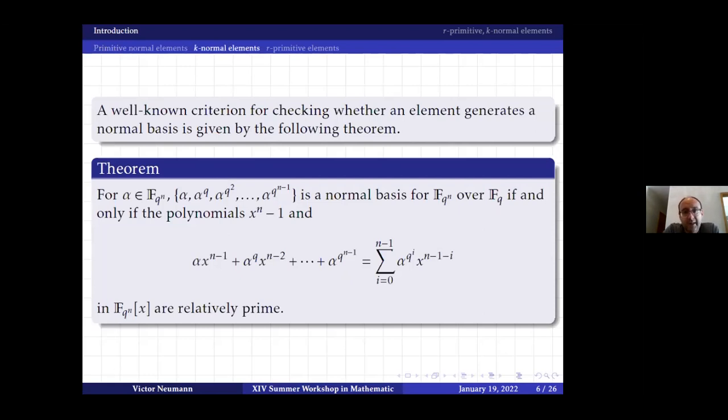A well-known criterion for checking if an element is normal or not is given by this theorem. You take alpha and its conjugates. We put these as coefficients of a polynomial. So we take this polynomial, whose coefficients are the conjugates of alpha. And if this polynomial and x^n minus 1 are coprime, then alpha is normal, or alpha and its conjugates form a normal basis.